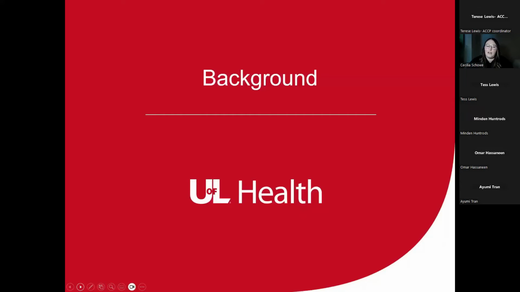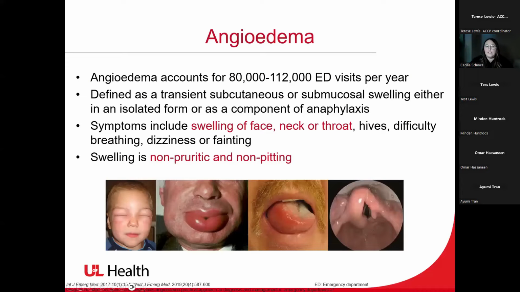So I'll start off with some background. When we think about angioedema, this accounts for anywhere from 80,000 to 112,000 ED visits per year. And this is really defined as that transient subcutaneous or submucosal swelling, either in an isolated form, or it can be a component of anaphylaxis, like we'll talk about. This can either be histamine mediated or bradykinin mediated, and we'll talk about some of those differences on the next slide.